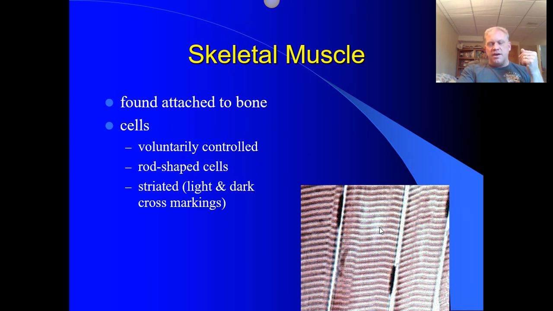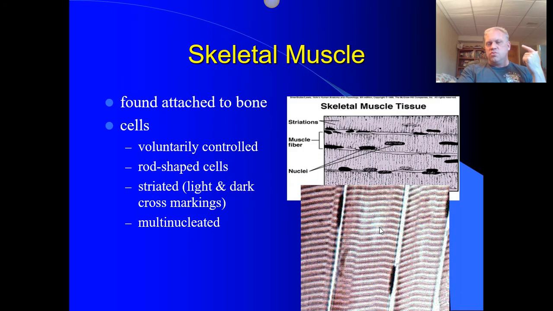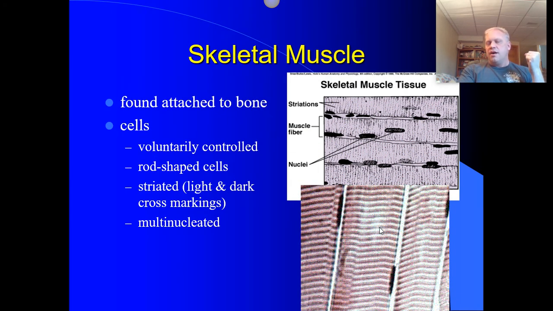So I don't see a lot of matrix there. I'm seeing those fibers exist with striations and so on. Okay, these will have lots of nuclei along the way. That's a good example of skeletal muscle. Those would be the ones that we consciously move within our body.